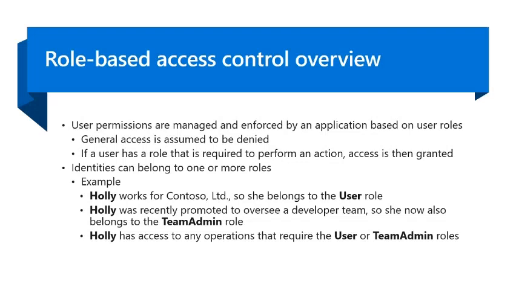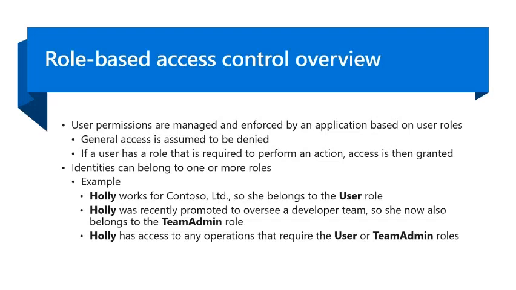So before we said claim-based access. So the user had certain claims. Then we gave the user access to certain specific services. Now we are checking the role of that user. So the role is tied to the identity of that user. If that user has that role, then we allow access to certain services. So user permissions are managed and enforced by an application based on the user's role.